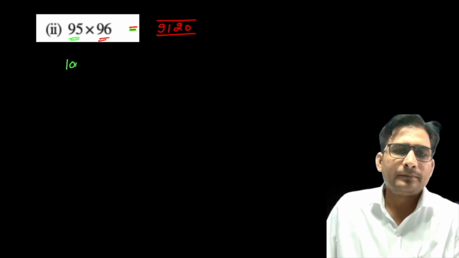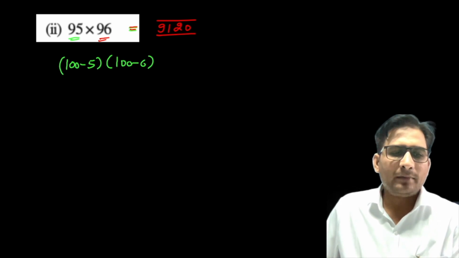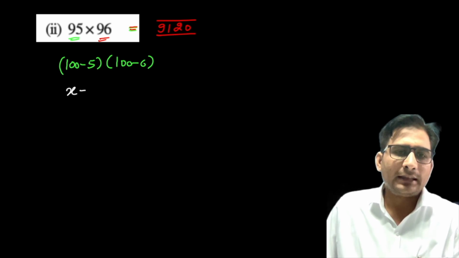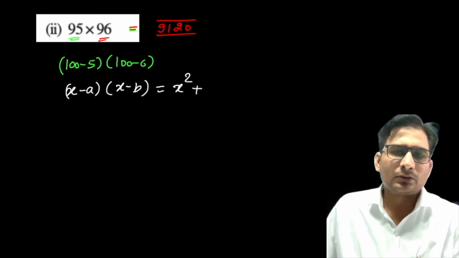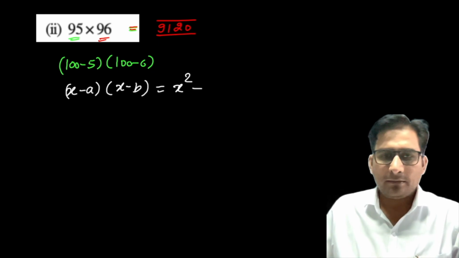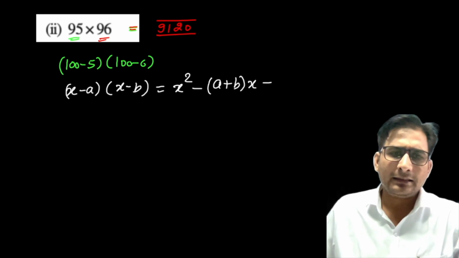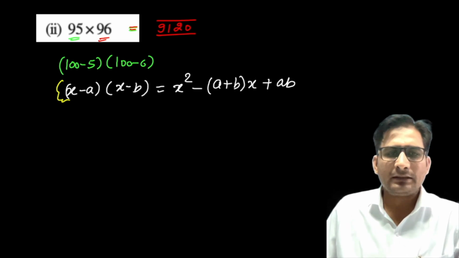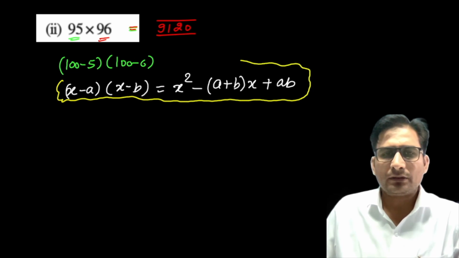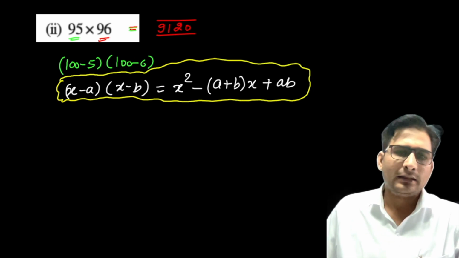It is 100 minus 5 and it can be written as 100 minus 6, right? So we have to solve it by using the identity. So it is x minus a and it is x minus b. So what is this identity here? Identity is x square minus (a plus b) x plus ab. So this is the identity. You must remember this identity to solve this question by using the identity.